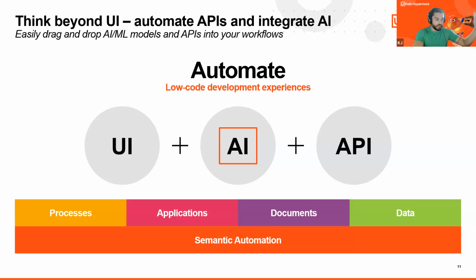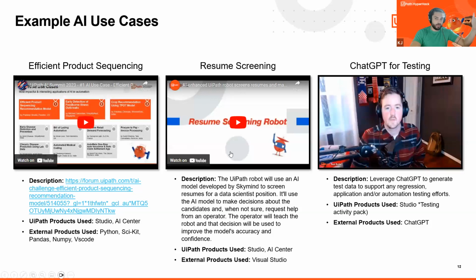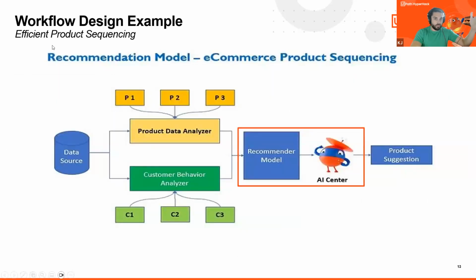So when you're thinking about that, we look at some examples that have won in the past from a demo perspective. Here's an example use case. I'm going to show you this demo in a minute, but the one that won the AI Summit was effective product sequencing. In short, they gathered a bunch of data, and I'll skip to the workflow design. Here's what they did.